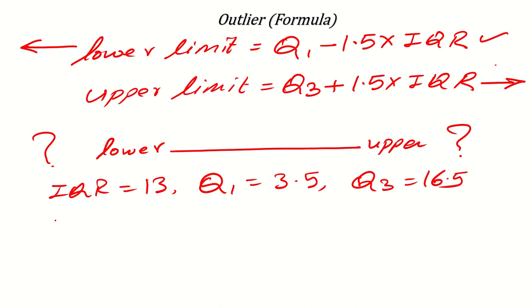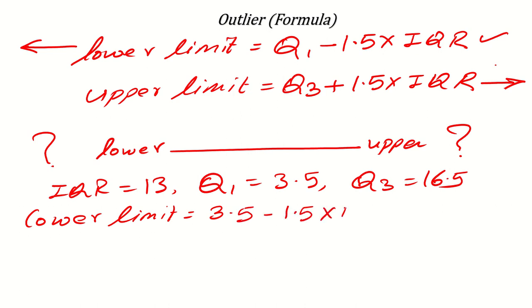Okay, now the lower limit. What will be the lower limit? The lower limit will be equal to Q1 minus IQR multiplied by 1.5. So what will it be? I am just using my calculator. 3.5 minus 1.5 multiplied by 13. It means it is equal to minus 16. No number of course before that.